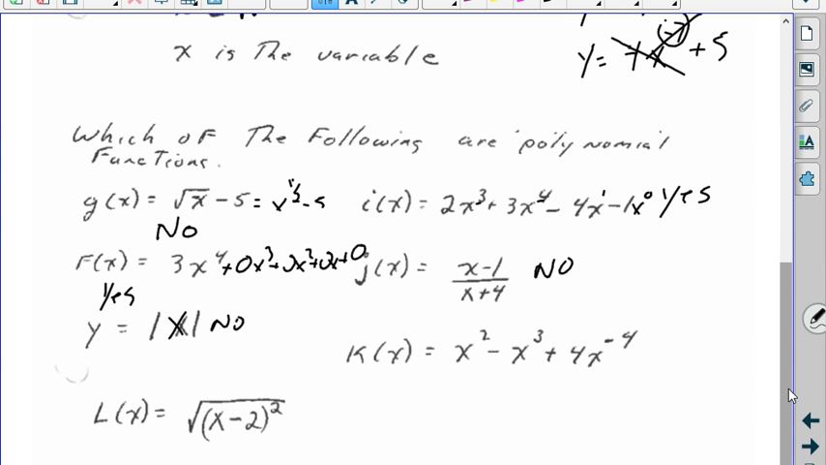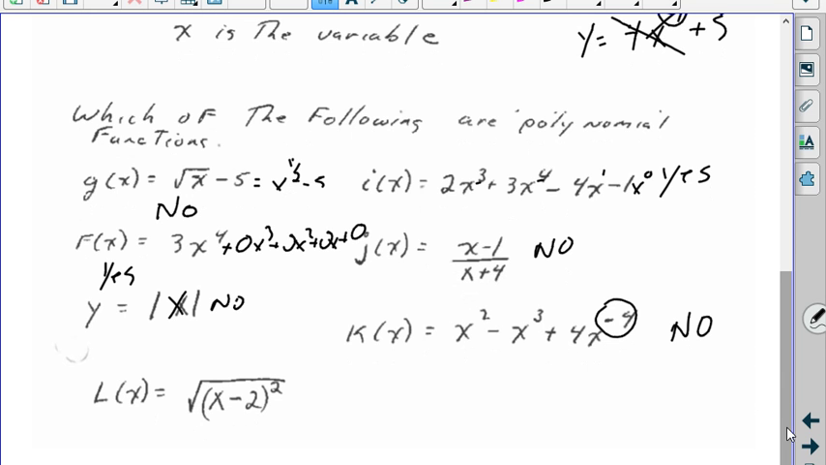Why is k of x not a polynomial? This exponent over here, that's a whole number, that's a whole number, that's a whole number. Now we're into integers. So, no. Now here's the trick question. This one is a polynomial, in that I can write this as x minus 2, because I've got the square root and the inverse function, the square. So the square root of something squared. Yes, so I can write this as a polynomial. This is.